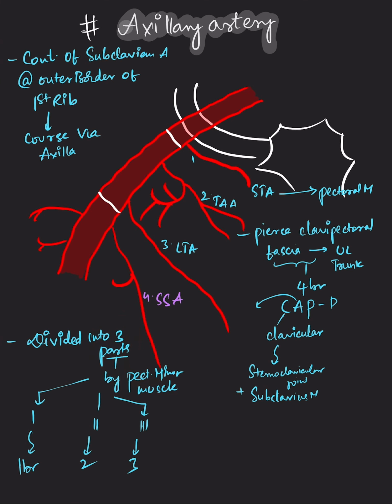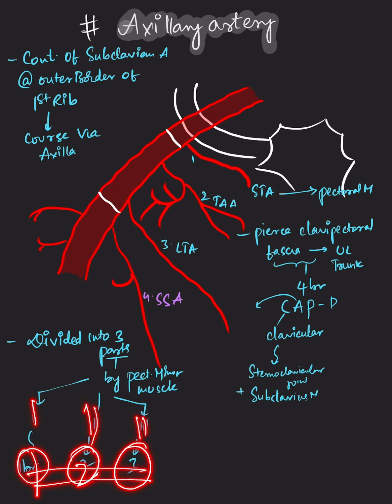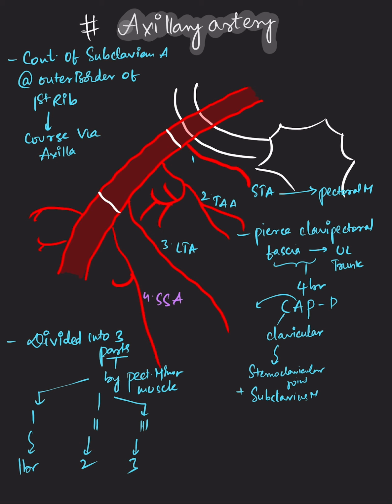From the first part comes only one branch, from the second part come two branches, and from the third part come three branches. In this way, overall the axillary artery gives six branches. So first part one branch, second part two branches, third part three branches. Now let us talk about all those branches.